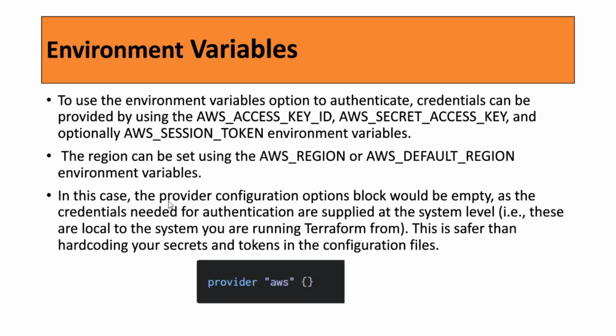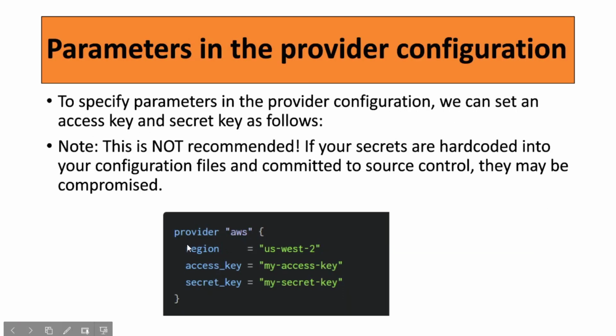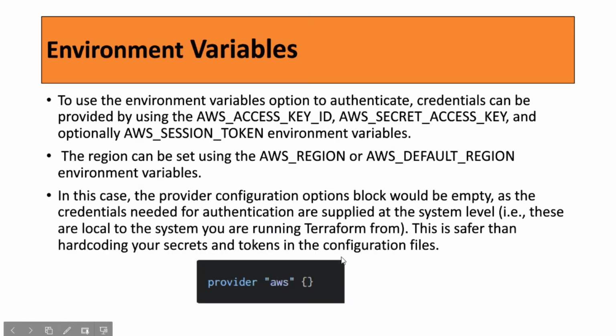In this case the provider configuration block would be empty if you are using environment variables. As you can see in this image, in the provider plugin we have the AWS provider name, and this block is empty. If I go back to my previous slide, there we have the keys: secret key, access key, and region. But here we are not specifying them, because those details will be saved in the environment variables. So they will not be visible in your configuration files.